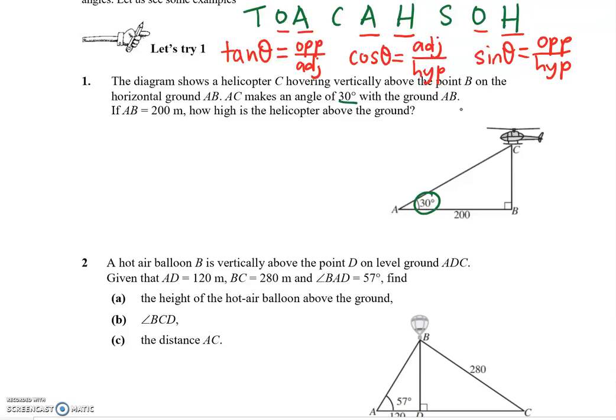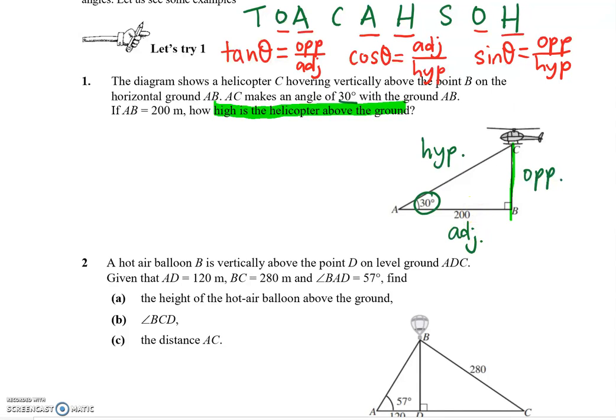They're kind enough in this case to draw out a triangle for you, and therefore you just need to identify the opposite, adjacent and hypotenuse of this right angle triangle. It shouldn't be too difficult to identify this as the adjacent, this as the opposite, and this as the hypotenuse. Let's see what we are looking for. We are looking for how high the helicopter is above the ground, which means we are looking for the length BC. We are not looking for the length AC.